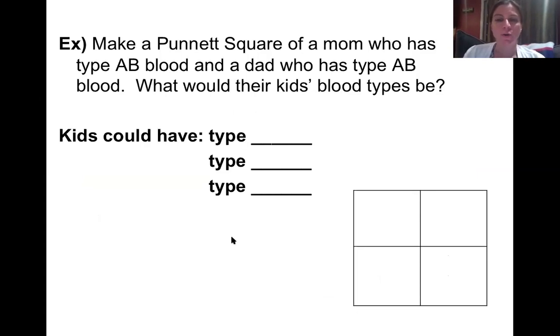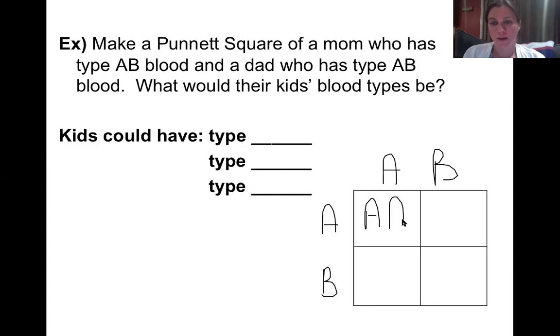Make a Punnett square of a mom who has AB blood and a dad who has AB blood. Here we go. So mom is AB. Dad is AB. This one is going to be A. This one's going to be A. B, remember, BA and AB, same thing.